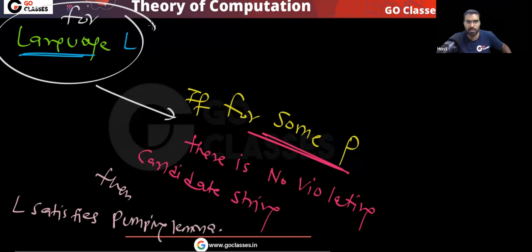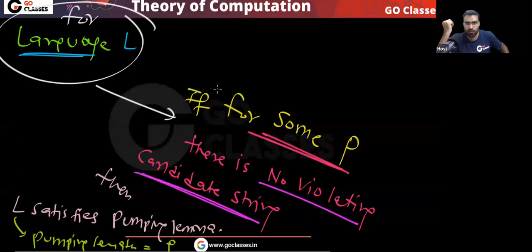Then else it satisfies the pumping lemma, and the pumping length will be P. Is this clear, Satyam? For language L, if for some P there is no violating string, then L will satisfy the pumping lemma and the pumping length will be P. Okay, so this is the idea.